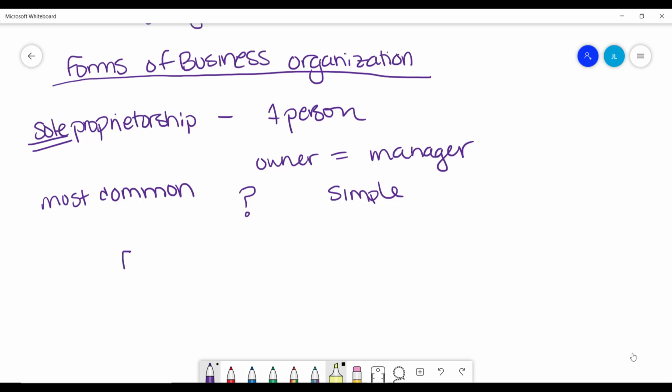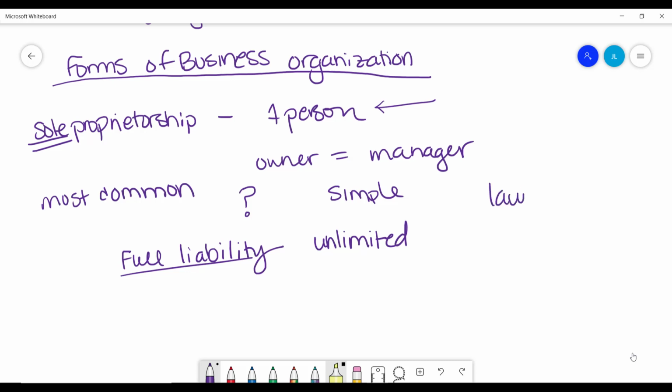One thing to think about is that as the owner, you assume full liability for the business's debts. So just as you are the receiver of the business's revenues, you assume full liability for the business's debts. And that liability is unlimited if you are a sole proprietor.